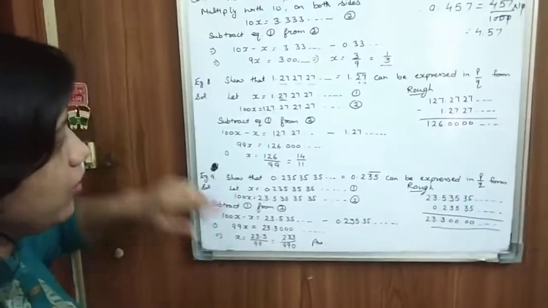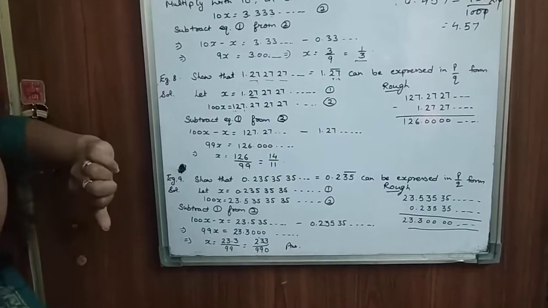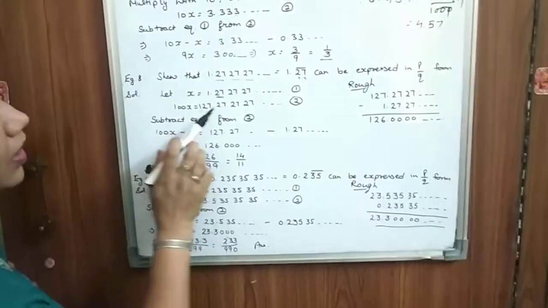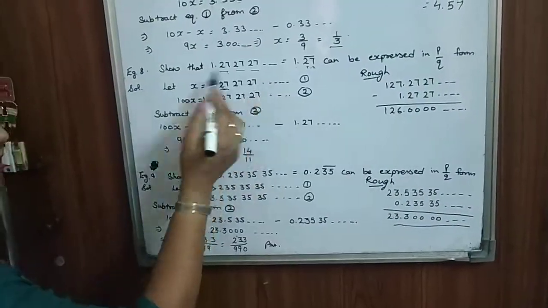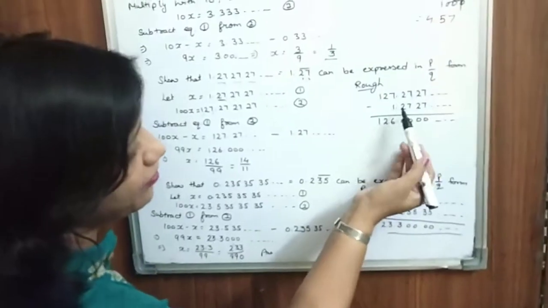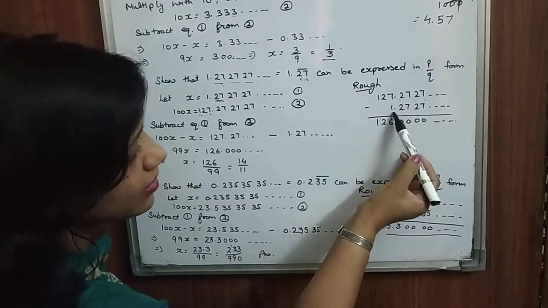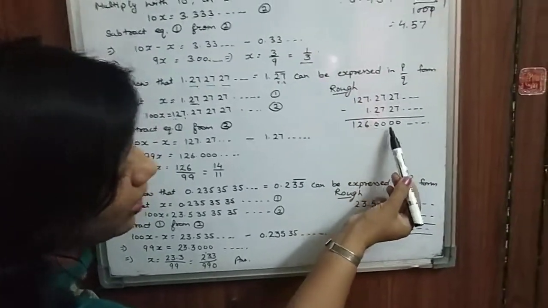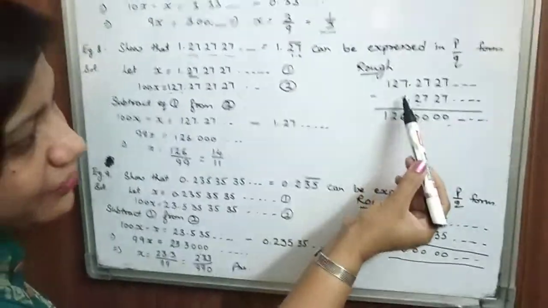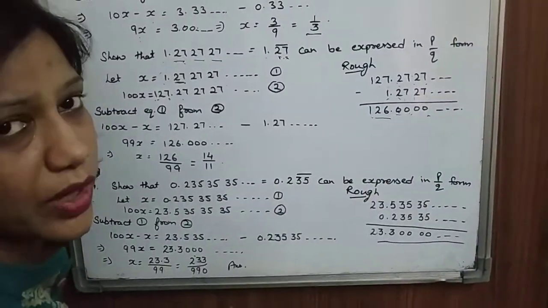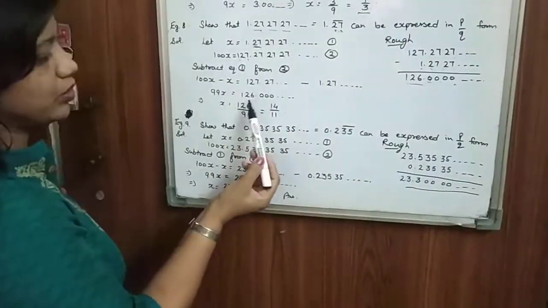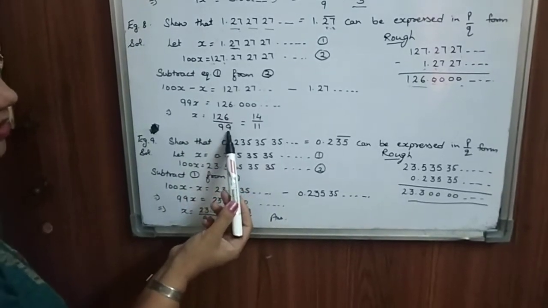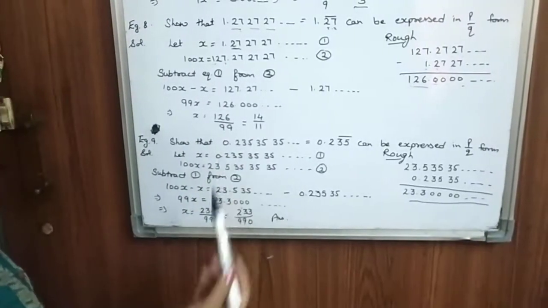Now the next step, what was it? Subtract the first equation from the second. It will be 100x minus x is 99x. When subtracting, there is no need to show it, but to make it clear I have done it here. This is your second equation, this is your first equation. If you subtract, these all will turn into 0 after the decimal. So what is left before the decimal is 126. So it is equal to 126.000. So the x value is 126 upon 99, which is equal to 14 by 11.